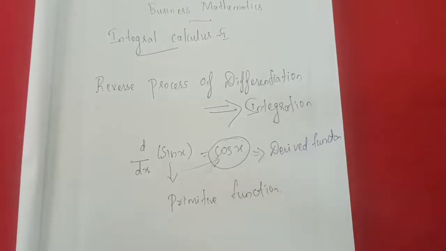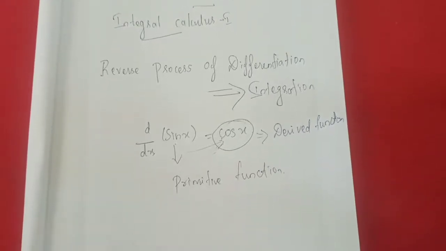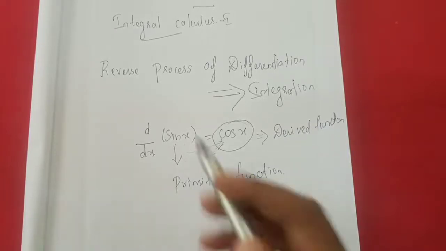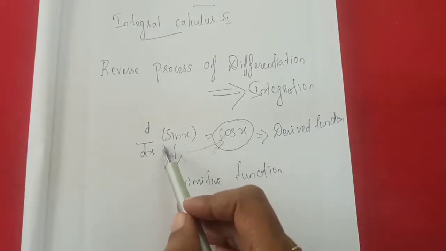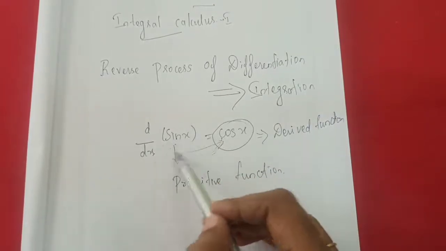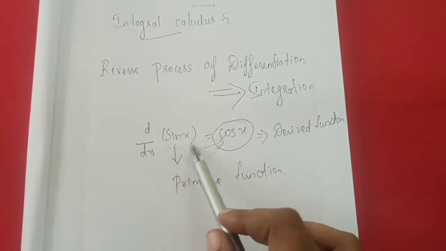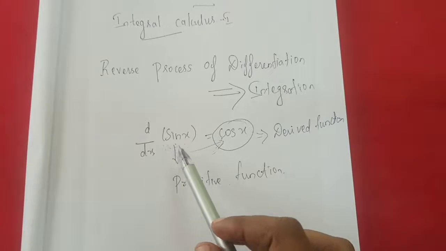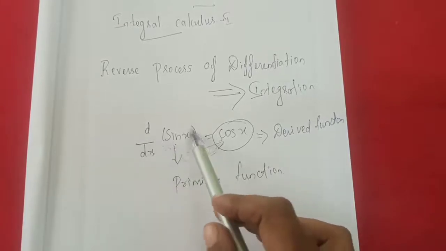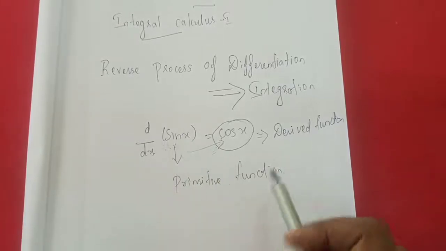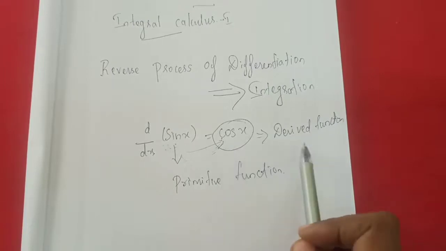Keep it in mind. I have given this example to explain the concept. d by dx of sin x, the differentiation of sin x, is cos x. When we integrate, we do the reverse process of differentiation, from cos x back to sin x. So in this example, sin x is known as the primitive function and cos x is called the derived function.